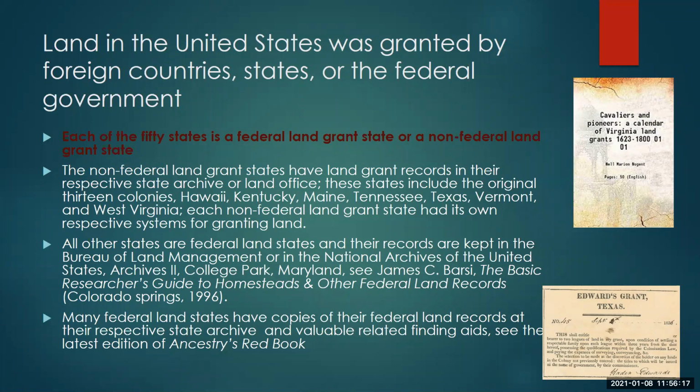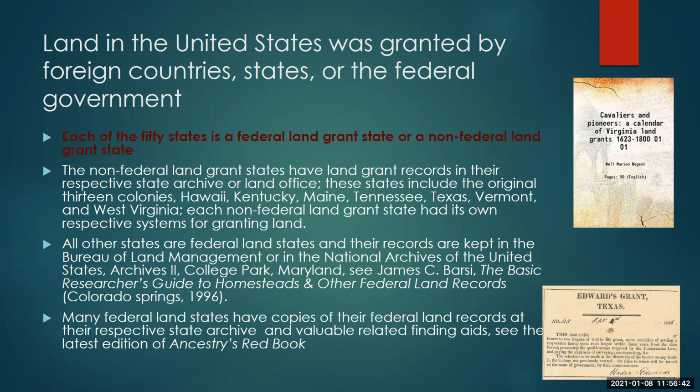We have 50 states in this country. Each of those 50 states is either a federal land grant state or it is not a federal land grant state. There is no state that is one or the other. Each of our 50 states is either a federal land grant state or it's not a federal land grant state.